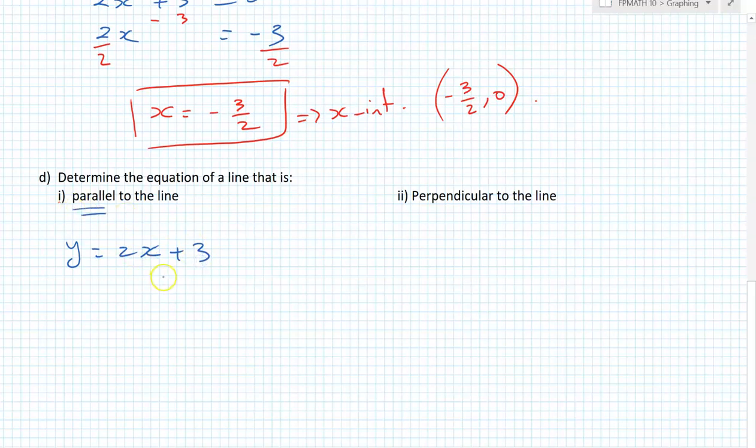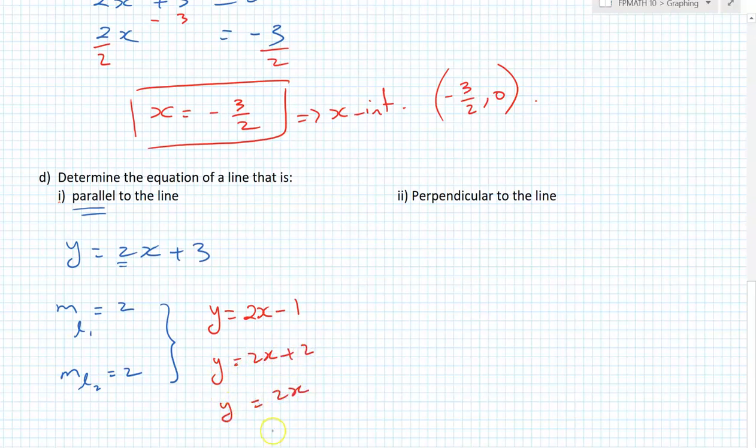To find a line parallel to this line, the slope must be the same. So if ML1 is 2, ML2 must be 2. Basically now you can easily write y equals the same slope, 2x, and change the y-intercept. Let's call it negative 1. You can say y equals 2x plus 2, or y equals 2x alone. Any of these will work, and billions more. So you can come up with any ones that you want.